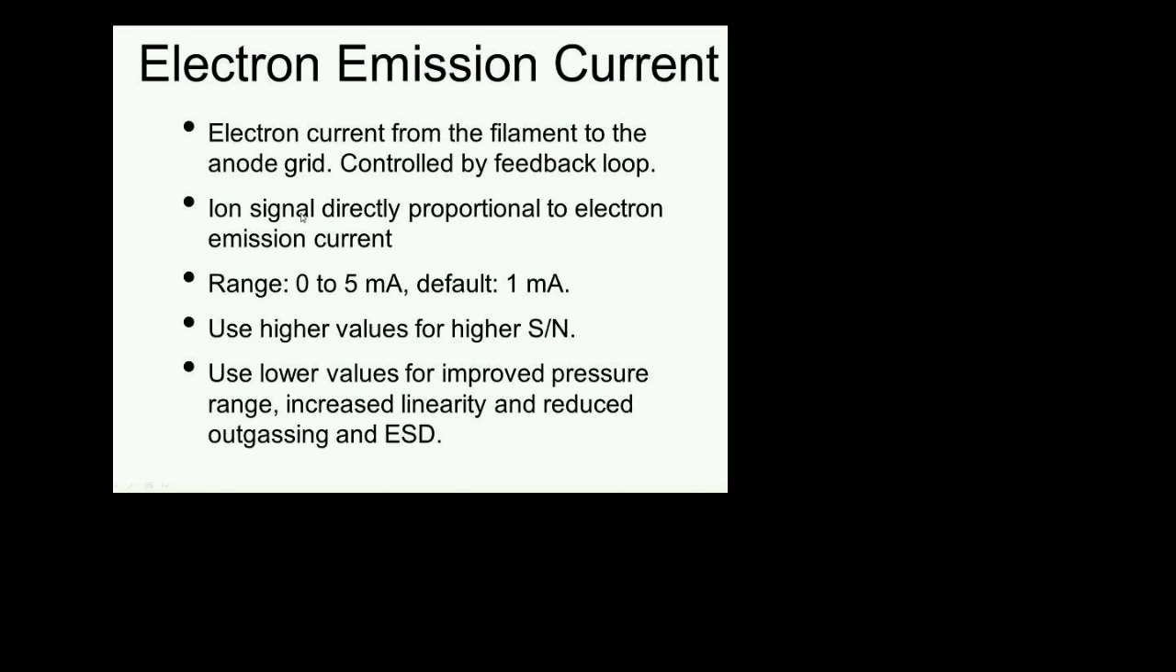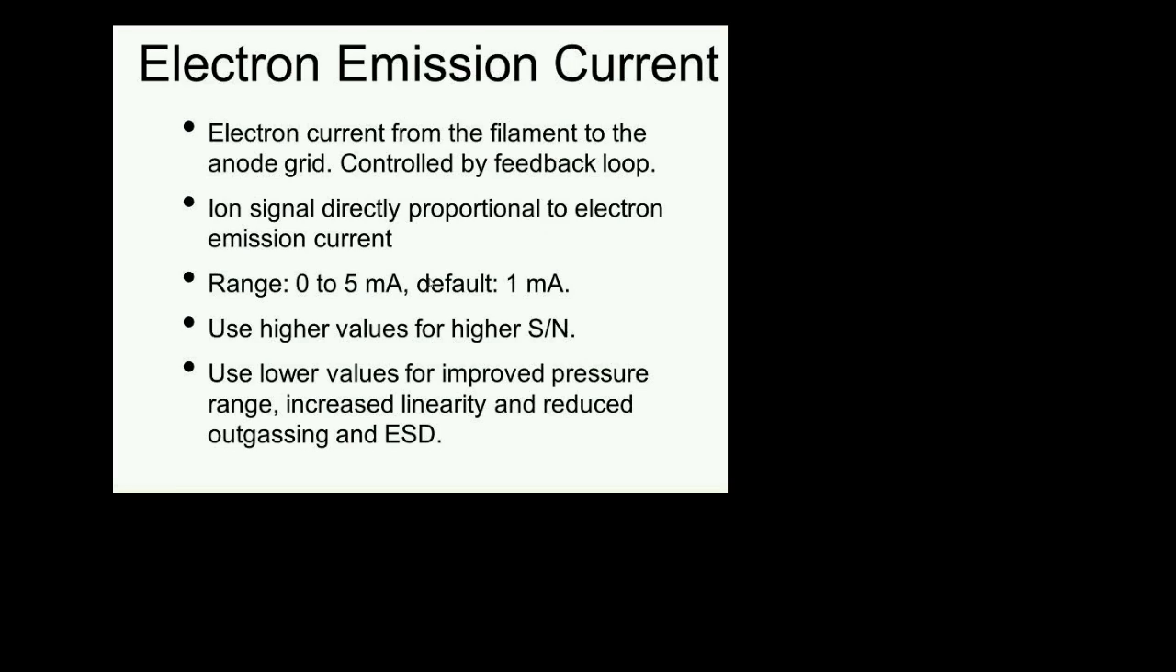The ion signal that you measure is directly proportional to that electron emission current. So if you look at the amplitude of a peak in a spectrum, it will follow the emission current. If I increase the emission current, the amplitude of the peak goes up. If I decrease it, the amplitude goes down. And so when do we change the emission current? Typically, the default will be 1 milliamp. This will be a good value to use everywhere.